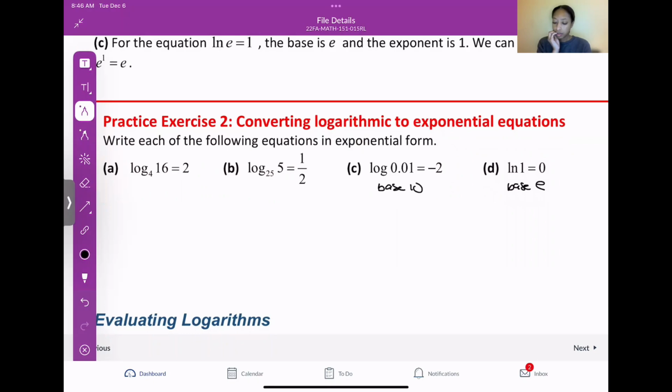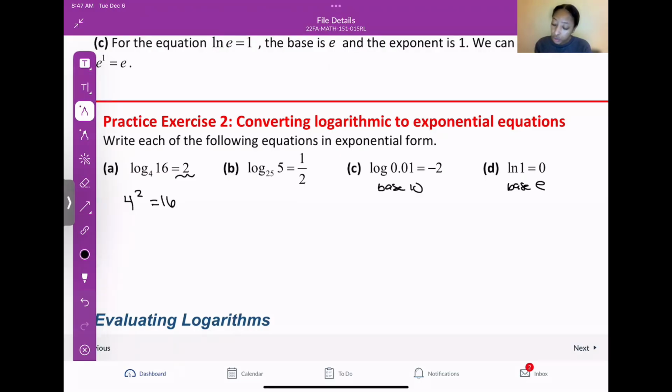Let's start here with problem A. Log base 4 of 16 equals 2. Again, the base of the log, the little subscript, the 4 in this case, is the base of our exponential expression. Whatever the logarithm equals, that is our exponent. And you could do this even without knowing the other number. What's 4 squared? 4 squared equals 16, and 16 is the other number. So 4 squared equals 16 is exponential form.